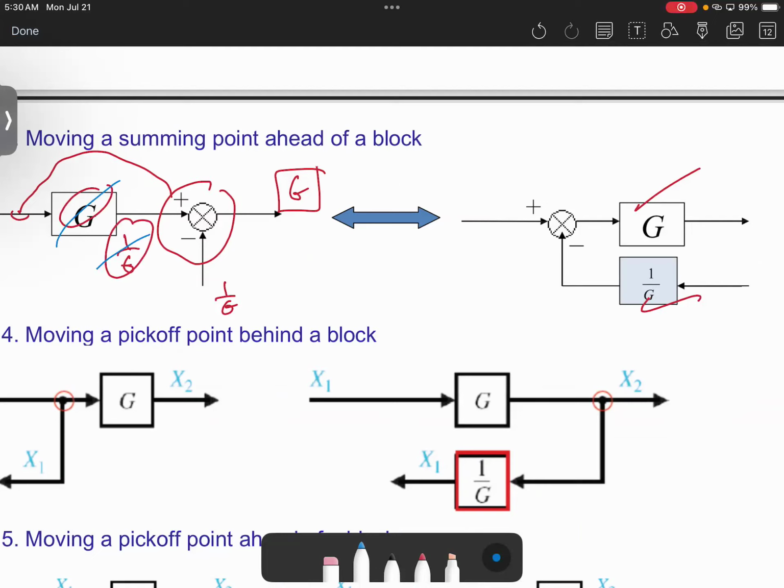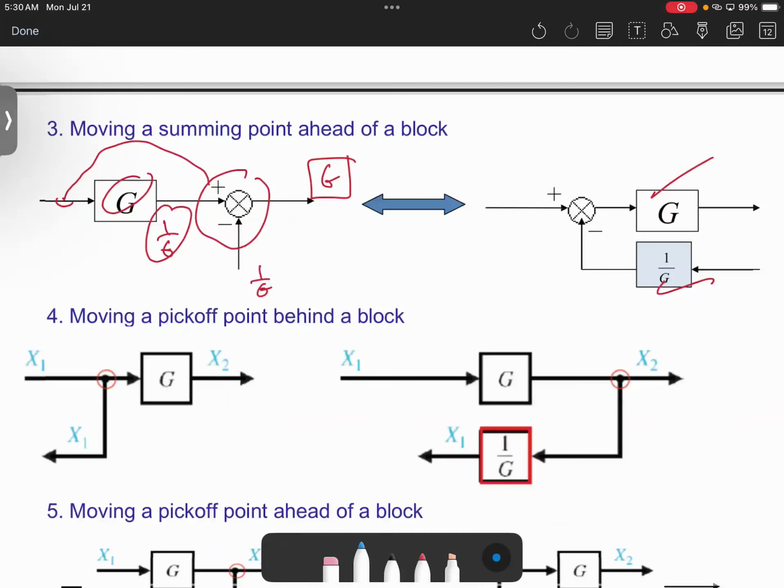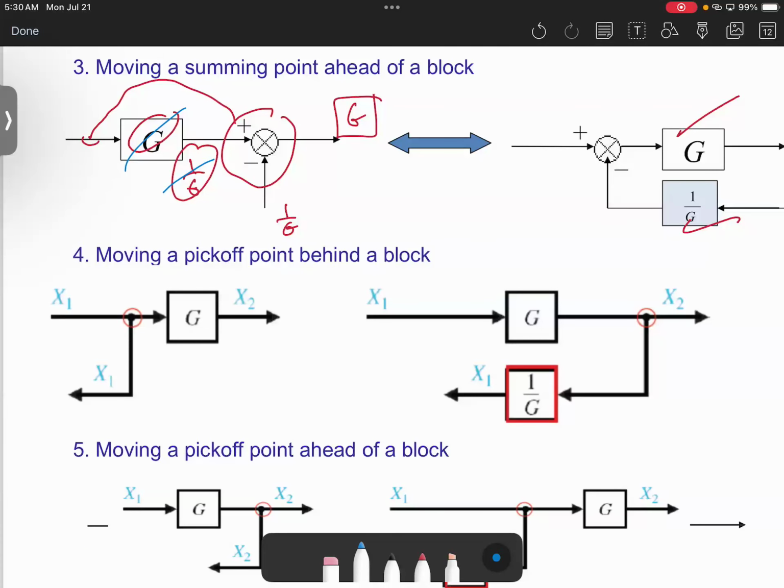Understood? That's great. Now, how about the pickoff points? We know what the pickoff point is, right? Last lecture, we already mentioned this.